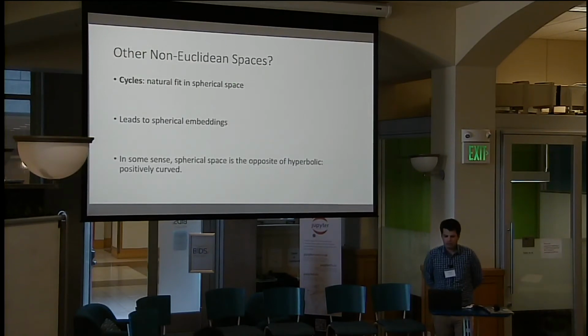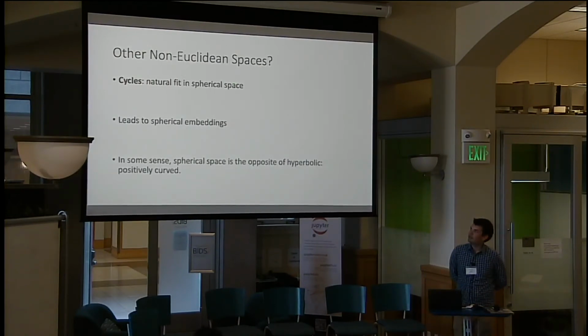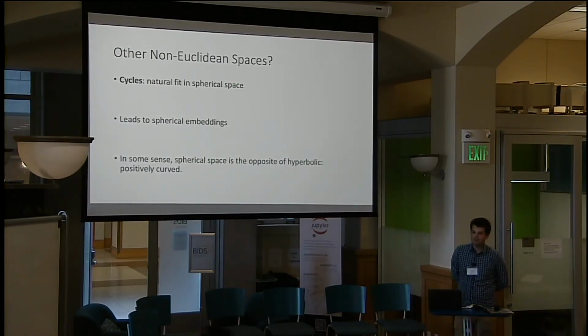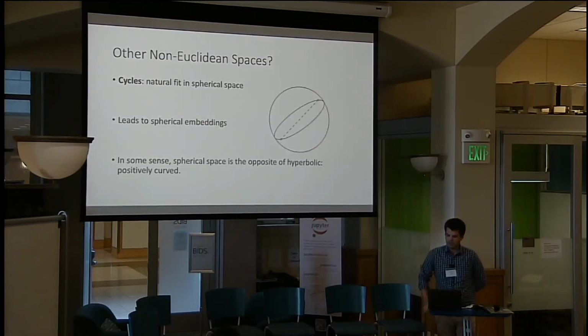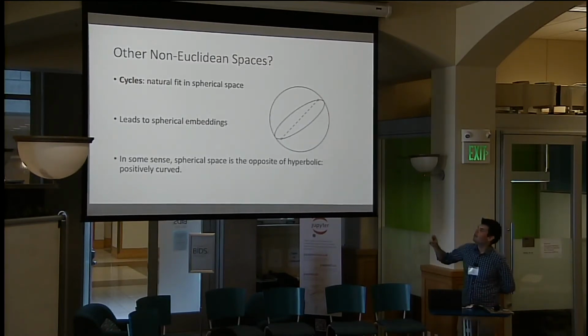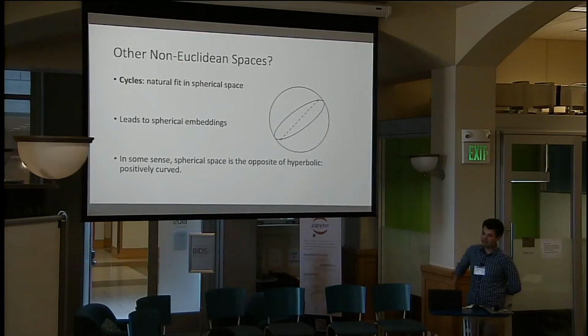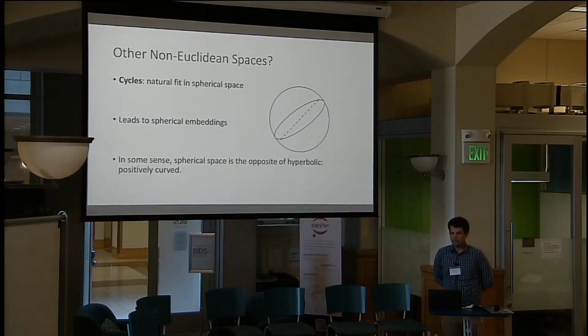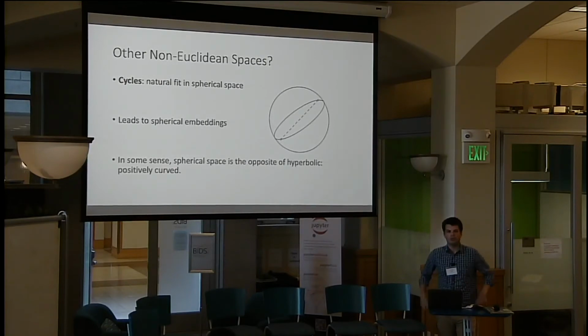So that kind of led to the next part of what we were wondering about. What about other spaces? Cycles have a really nice representation in spherical space. If you have a cycle, you would just wrap it around one of these great circles on the sphere, and that gives you a spherical embedding. It makes sense because spherical space is somehow the opposite of hyperbolic space. It has a positive curvature. Hyperbolic space has negative curvature. And this also relates to how their volume works as well.